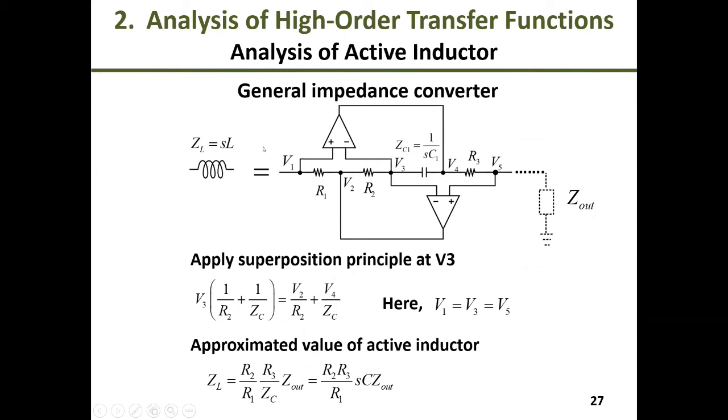Next, let us show the design principle of an active inductor. We replace the passive inductor with an active one. In this, we use the principle of the generalized impedance converter. After applying the superposition principle at the node V3, we can approximate the value of the impedance of an active inductor like this.